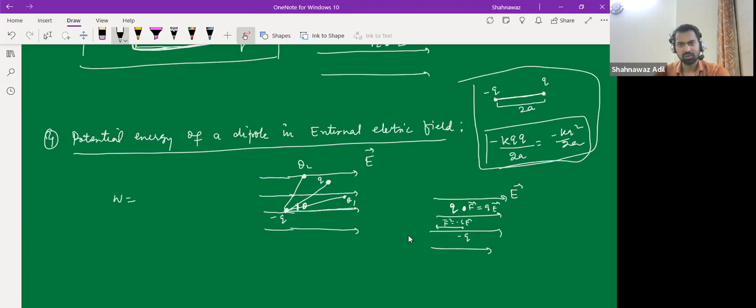So do you guys remember now? This is the force on a charged particle in external field. So this would be the answer. Understood, Mariam?